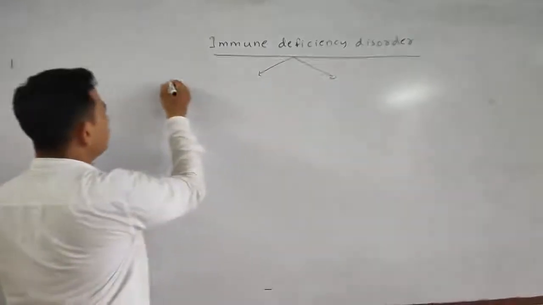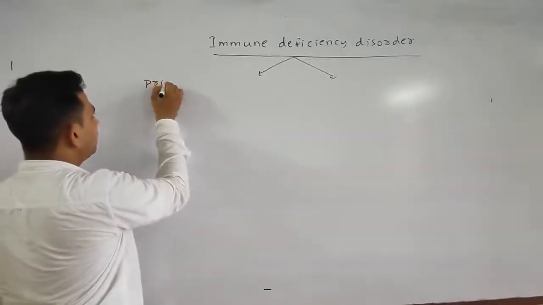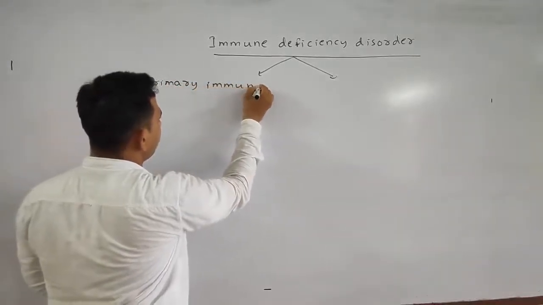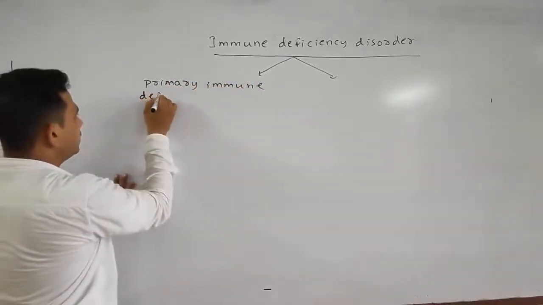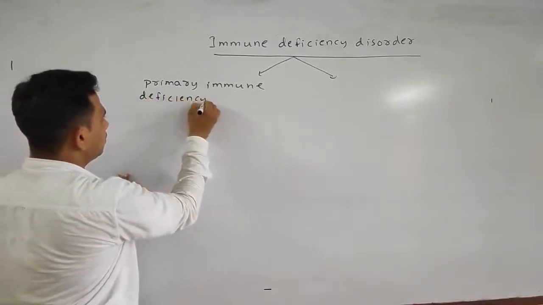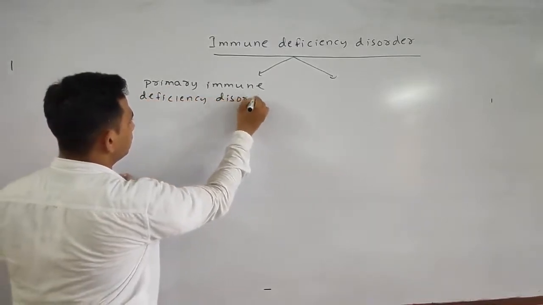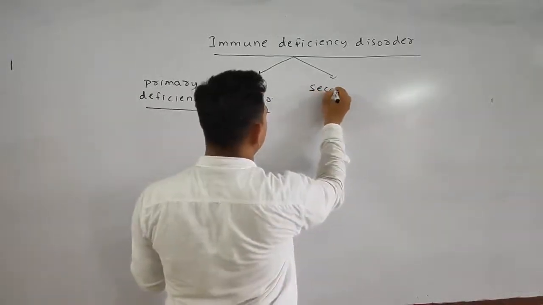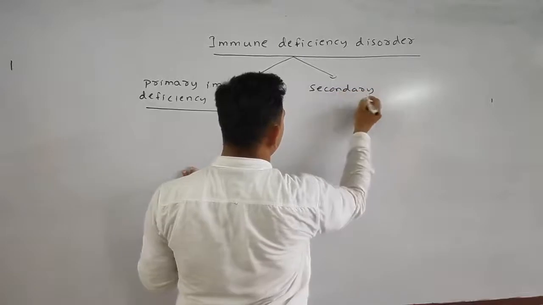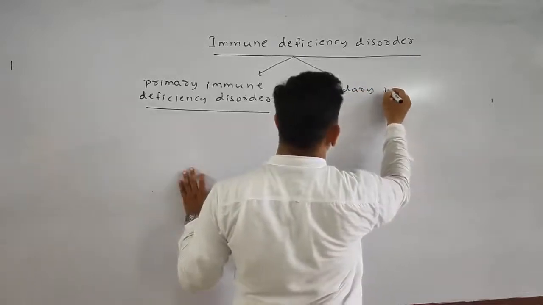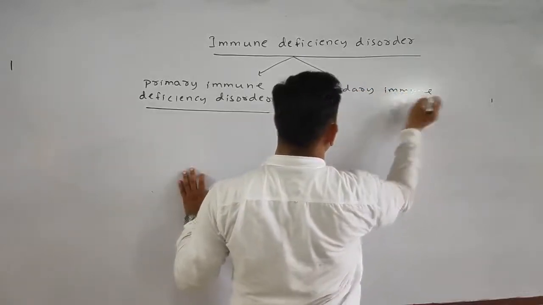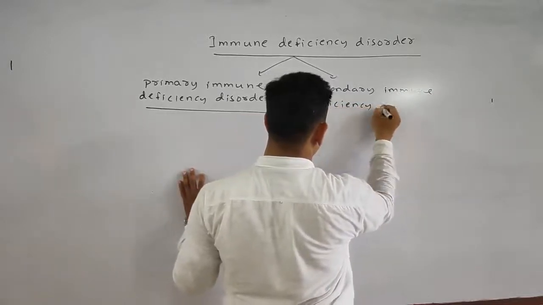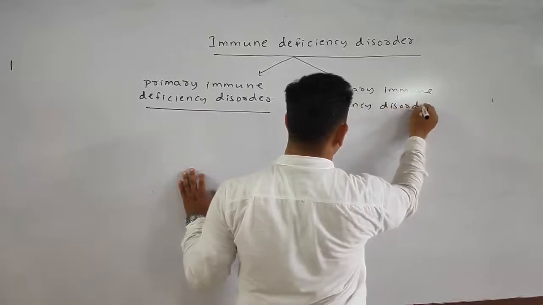One is primary immune deficiency disorder and the other is secondary immune deficiency disorder.